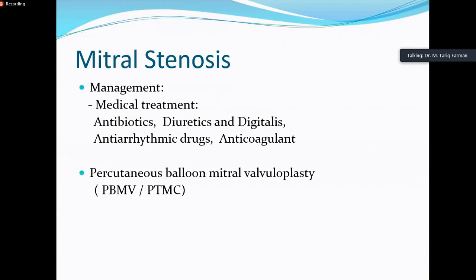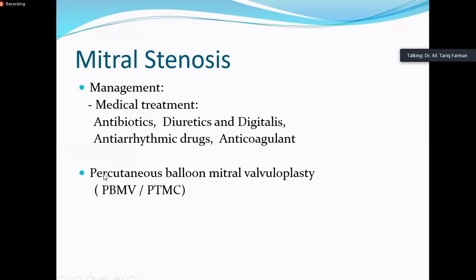How can you manage your patient? Medical treatment includes antibiotics, diuretics, and digitalis to control the rate in case of atrial fibrillation. Similarly, antiarrhythmic drugs, beta blockers and calcium channel blockers. And you need to anticoagulate your patient in case of atrial fibrillation to prevent thromboembolism and cerebrovascular infarction.